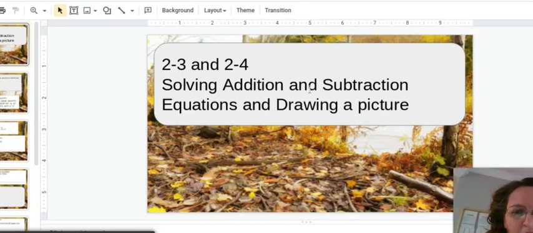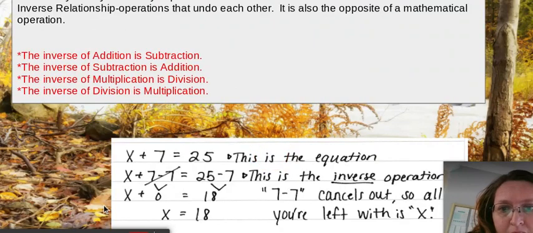Hello, today we are talking about adding and subtracting equations and how to solve them, and how to use a picture as well as something called the inverse operation. So let's see. First thing we're going to do is go over some vocabulary.